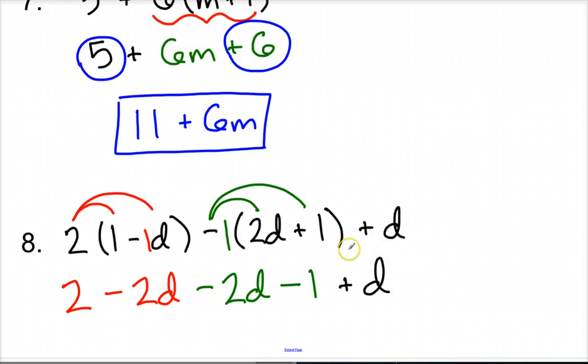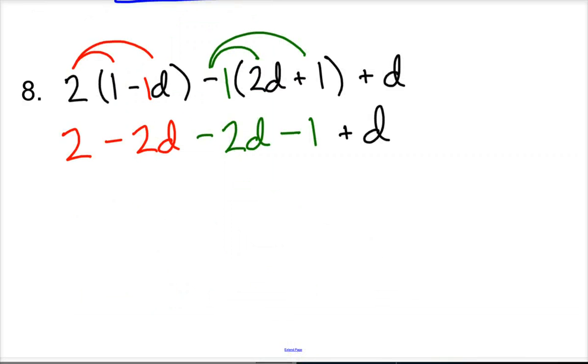Okay, so always be sure to check your signs carefully when you're doing a problem like this, especially when there's a lot of negative signs involved. And once you've distributed, then we're going to go through and combine like terms. So here I have a positive 2, and then down here I have a negative 1. 2 minus 1 is positive 1.